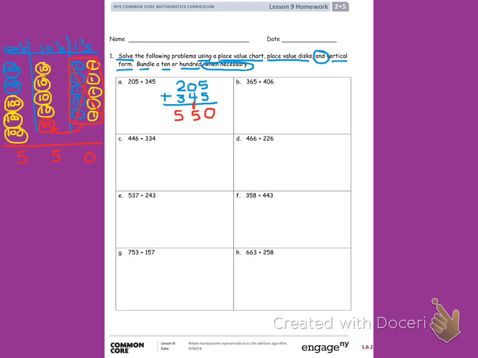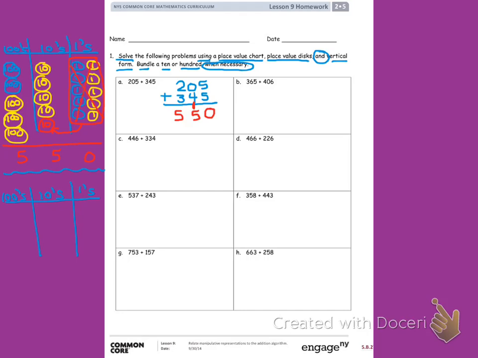Move on now to problem C. I'll go ahead and draw a squiggly line here to separate my problems. Here's my new place value chart, labeled ones, tens, hundreds. Now I have to draw 446.